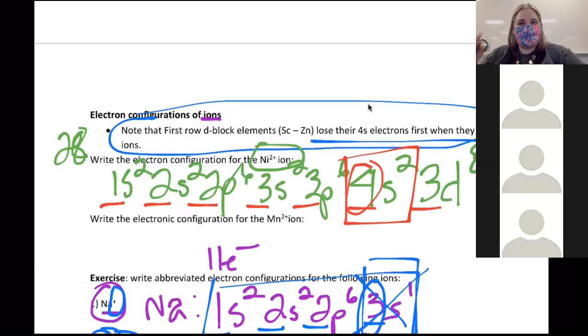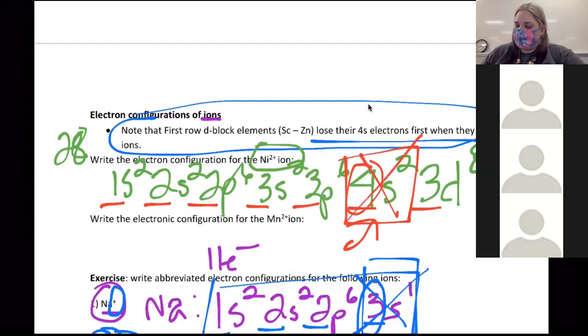So that's where you have to be careful for those elements in the first row of the D block, which is scandium to zinc, because when they lose valence electrons, they're always going to lose the ones from 4s first. Even though 4s is technically further out because it's in the 4th energy level, transition metals do this weird thing where the D sublevel electrons actually have higher energy even though they're a lower energy level number. So for something like nickel, it would lose the 4s. That's what it would lose.